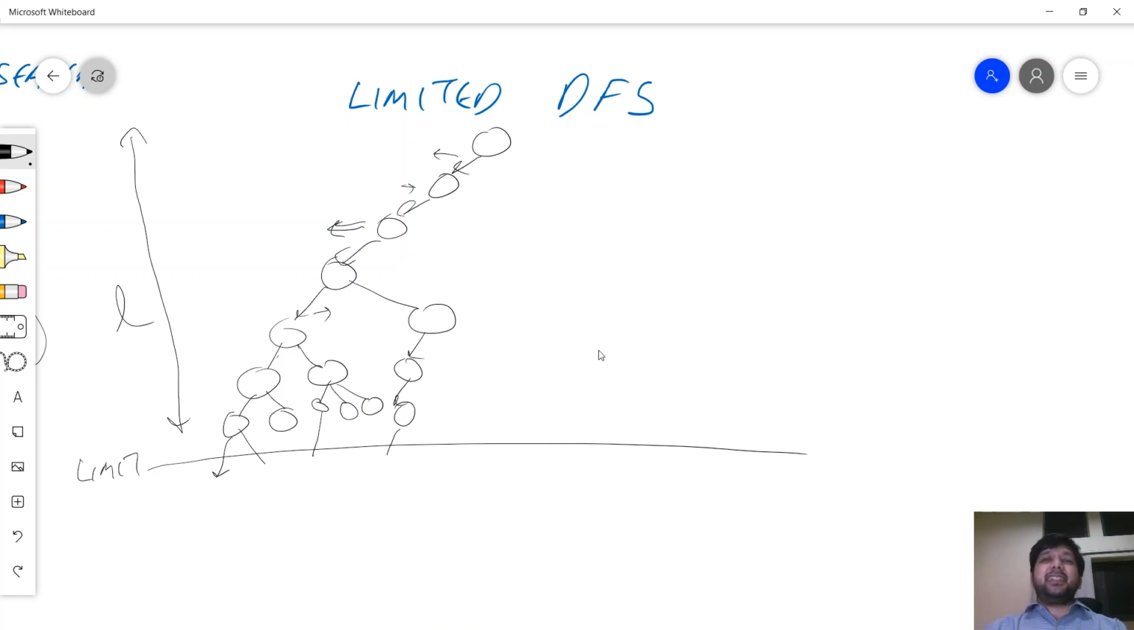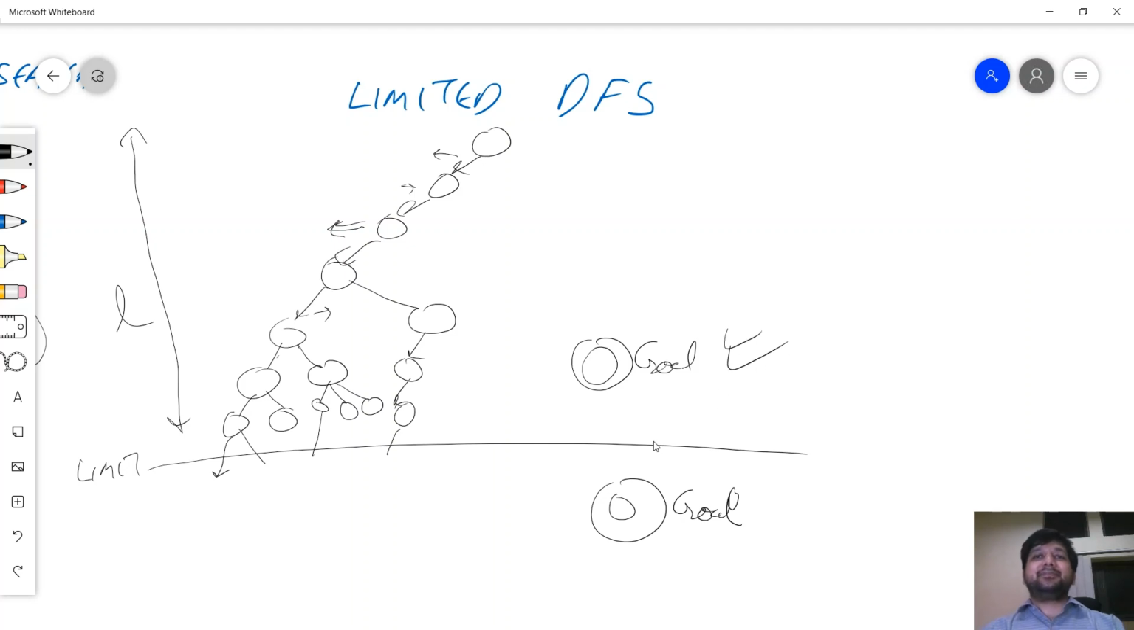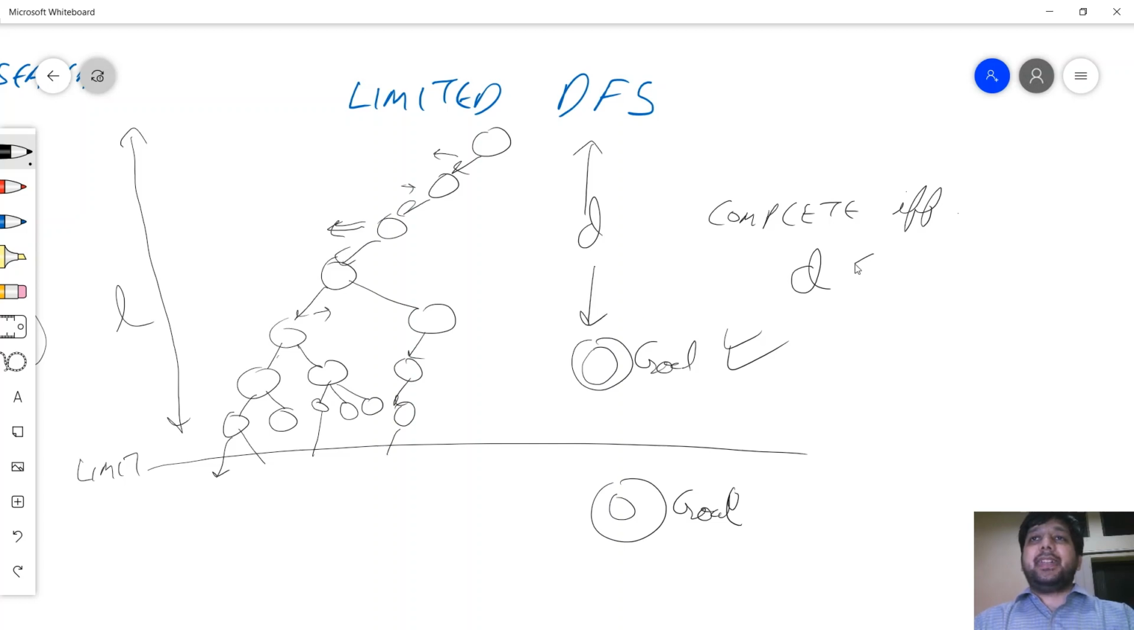Is it complete? Now the goal could be here. If the goal is here, then the DFS is complete, because I'll backtrack, I'll come here. Of course, I'll reach the goal. So it's complete if and only if D, which is the depth of the goal, is less than or equal to the limit L. However, can there be such a guarantee?